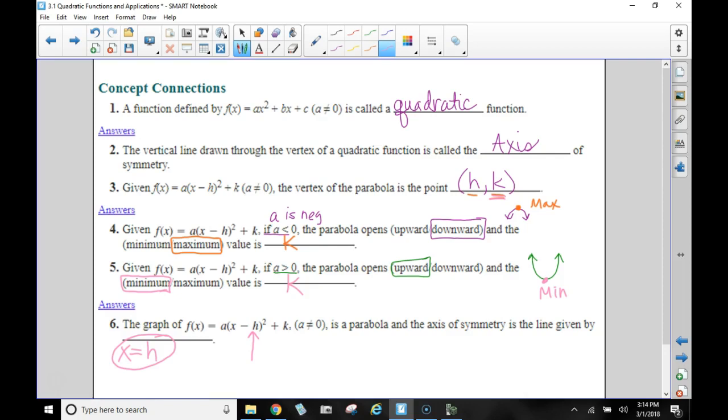Oh, that's it for 3.1. So go ahead and do that homework once again. We're going to be graphing some parabolas, so make sure you not only show all work, but that you graph these using graph paper. See you in 3.2.